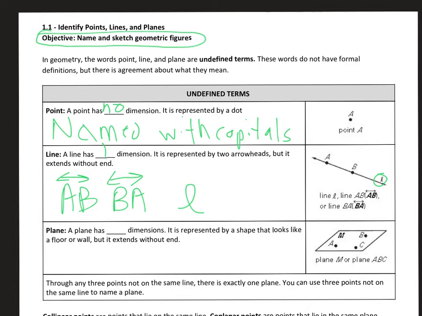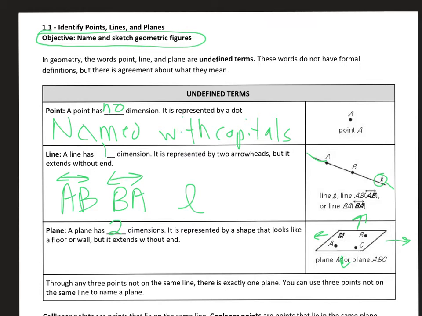And then building up, planes. A plane has 2 dimensions. We say planes are 2-dimensional. And it's a shape that looks like a floor or a wall. But just like a line extends to infinity in both directions, a plane extends to infinity in all directions, up, down, left, or right, okay?